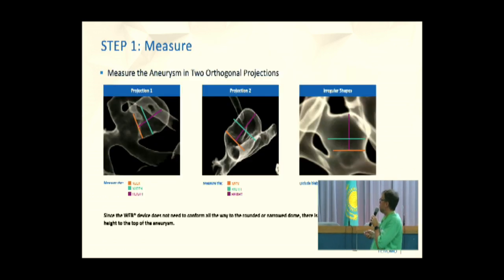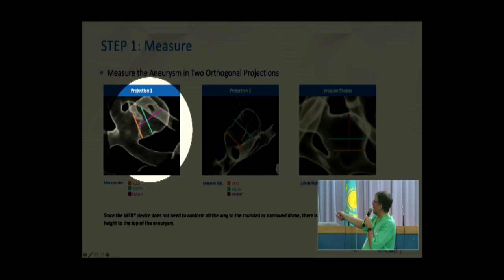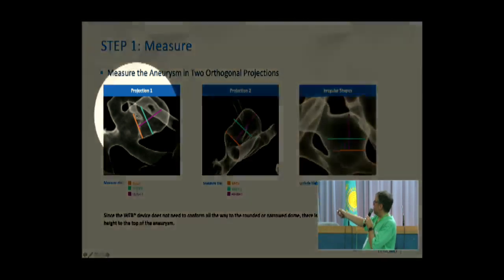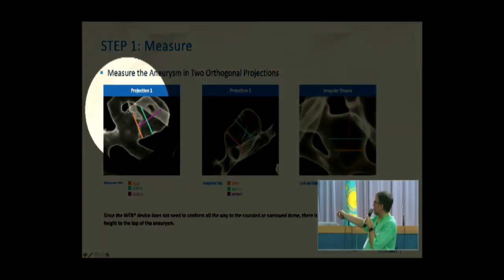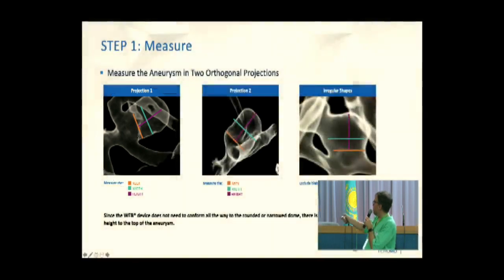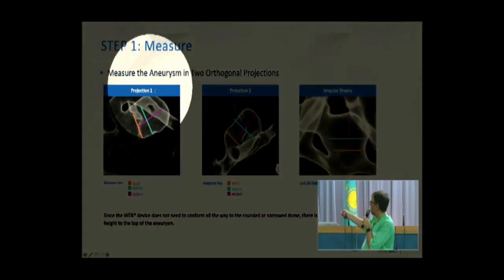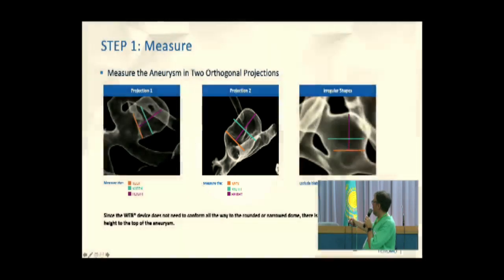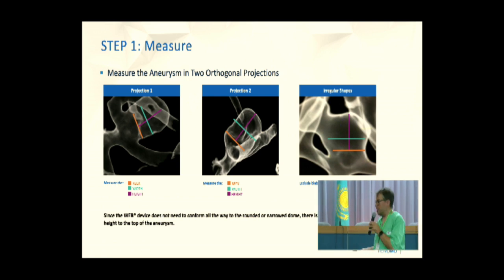So the first thing to do, and I'm sorry that this here is disordered, the first thing you do is you measure in two projections the width, and it should be the whole width, not just like it is shown here. You measure the height, and you also measure the neck level. And in the second projection, you do the same thing. You also measure width, height, neck level, and these are the measurements you need to pick the right device.